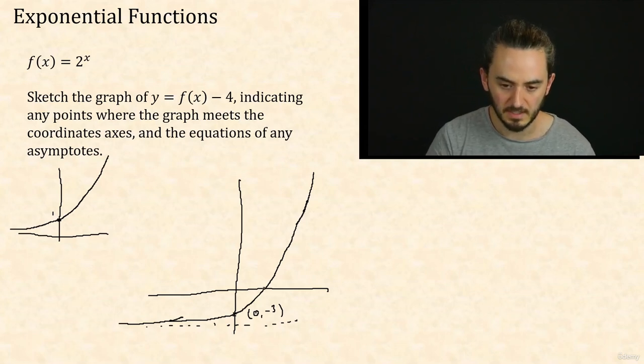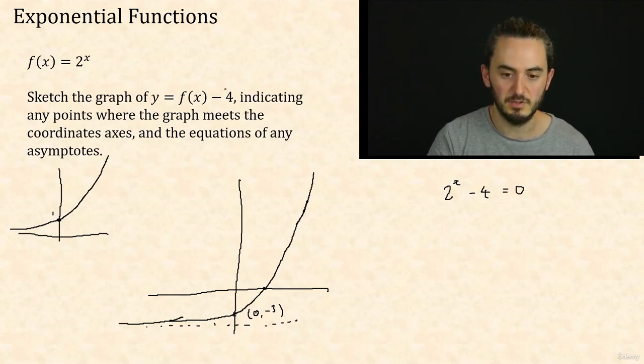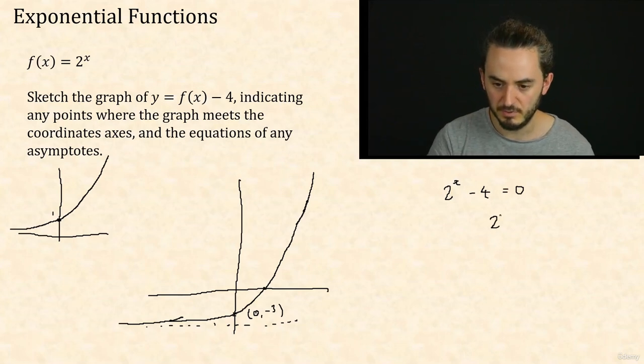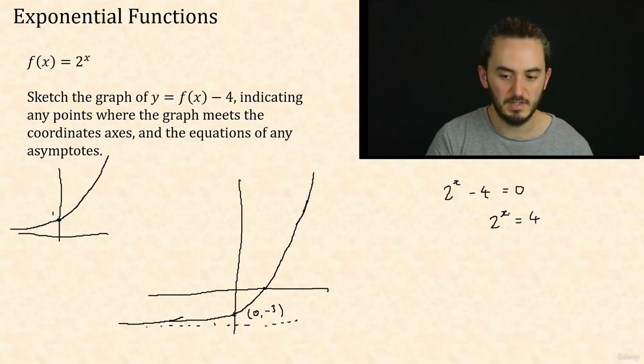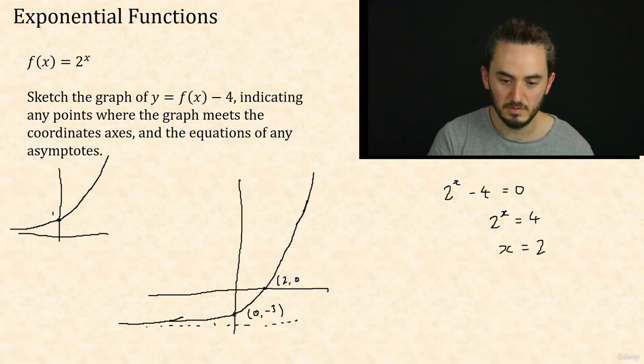What about this one here? Well, that's where it crosses the x-axis. So whatever that is, it's the solution to 2 to the x minus 4 equals 0, because it's when our graph, which was 2 to the x minus 4, has a y value of 0. So can we solve this? Sure we can. 2 to the x equals 4. Now, which value of x do you set to make this correct? Well, 2 squared is 4, so x needs to be 2. So the coordinates of this point are 2, 0. So we've got the coordinates of the point where it meets the axes.